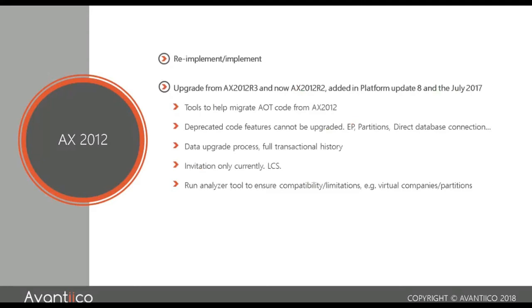When Microsoft announced their upgrade path, initially it was only for R3, but they've recently added support for 2012 R2. So if you're on 2012 R2 or R3, there is an upgrade path for your code and your data to get to D365. With a caveat, there are some deprecated features, which we will talk about later, which will prevent you from doing this. So if you have data partitions or virtual company accounts, currently that's not supported. It may be supported in the future, but it's not supported right now.